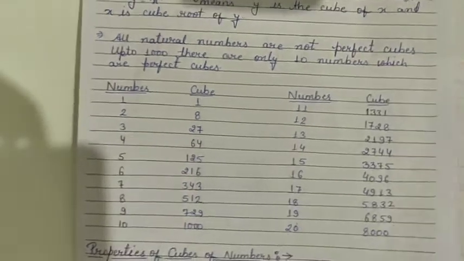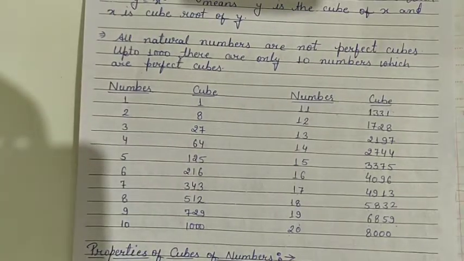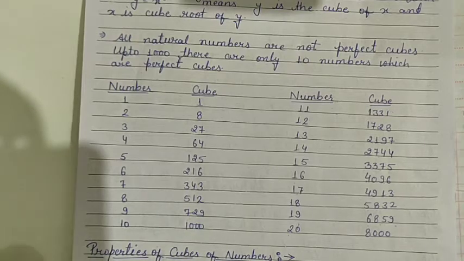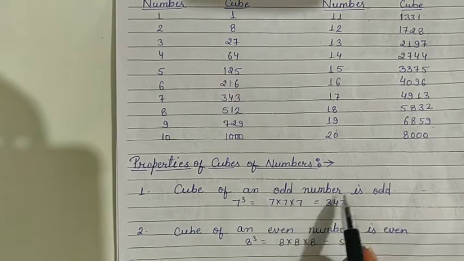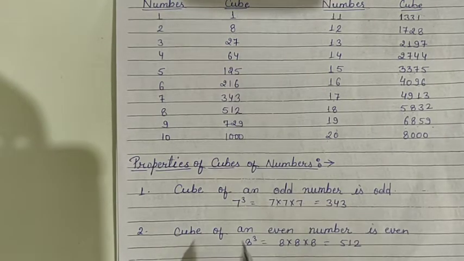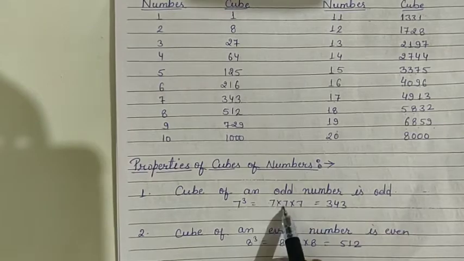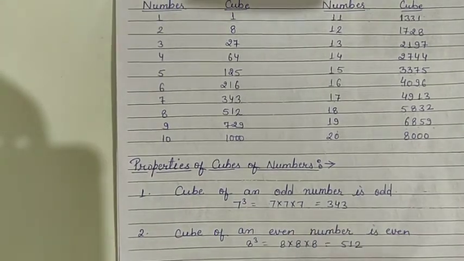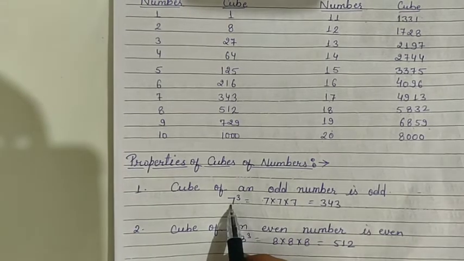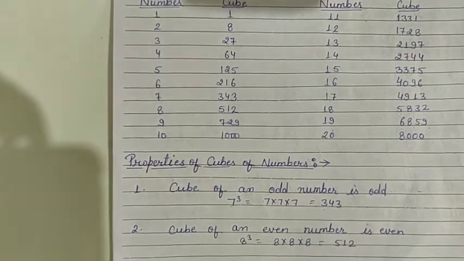So students, you have to learn cubes from number 1 to 20. Now, properties of cubes of numbers. First property: cube of an odd number is odd. For example, cube of 7 is 7 into 7 into 7, that is equal to 343. So 7 is an odd number and 343 is also an odd number. So cube of an odd number is odd.